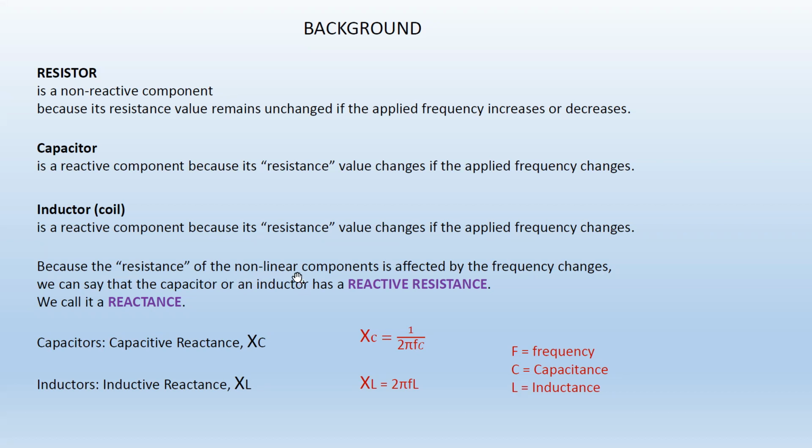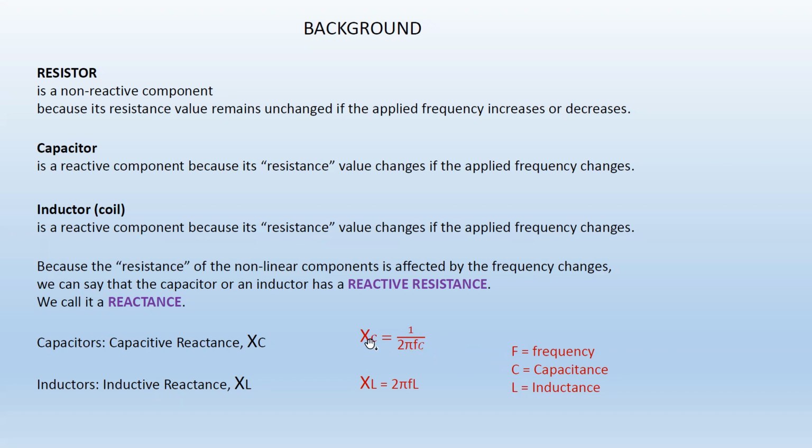Because I don't want to spend too much time on this. Capacitors and coils will have reactive resistance. We call it reactance. Capacitors will have capacitive reactance, XC. Inductors will have inductive reactance, XL. And here's the formula. Capacitive reactance is 1 over 2 pi FC. Well, 2 is 2, and you know what pi is. F stands for frequency, and C stands for capacitance.